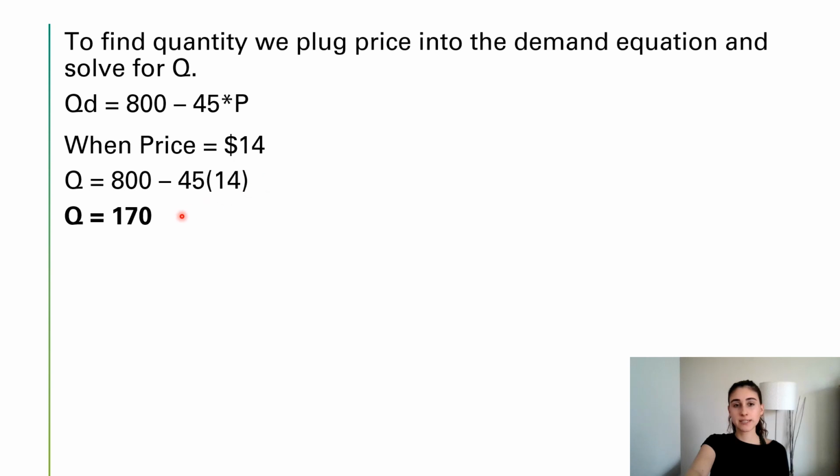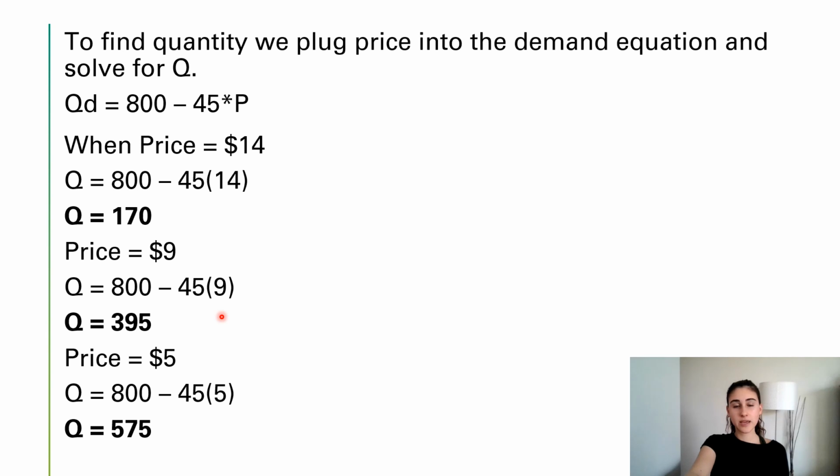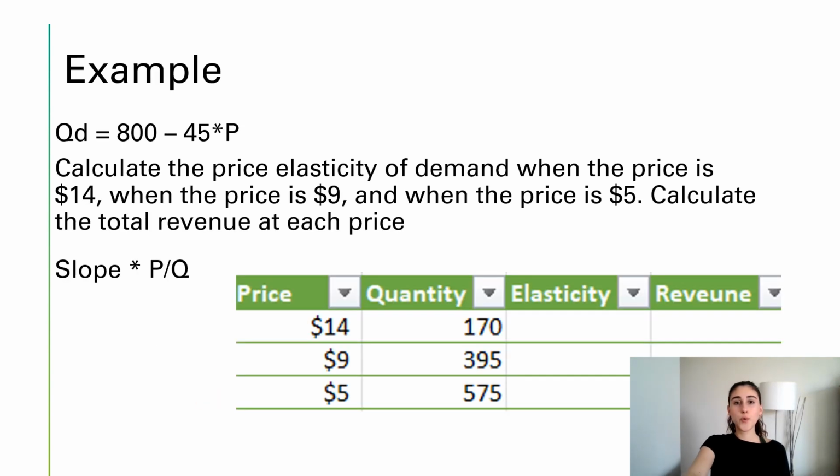First, we are told that price is 14. So in this case, we plug 14 for P and solve for Q. So Q in the first case is 170. Next, we are given a price of 9. Again, we plug in 9 for P and solve for Q. Q in this case is 395. Our last price is 5, so we take 5, plug it into P, and solve for Q. Our Q here is 575. We have now found the quantities at the respective prices and fill them into our chart.